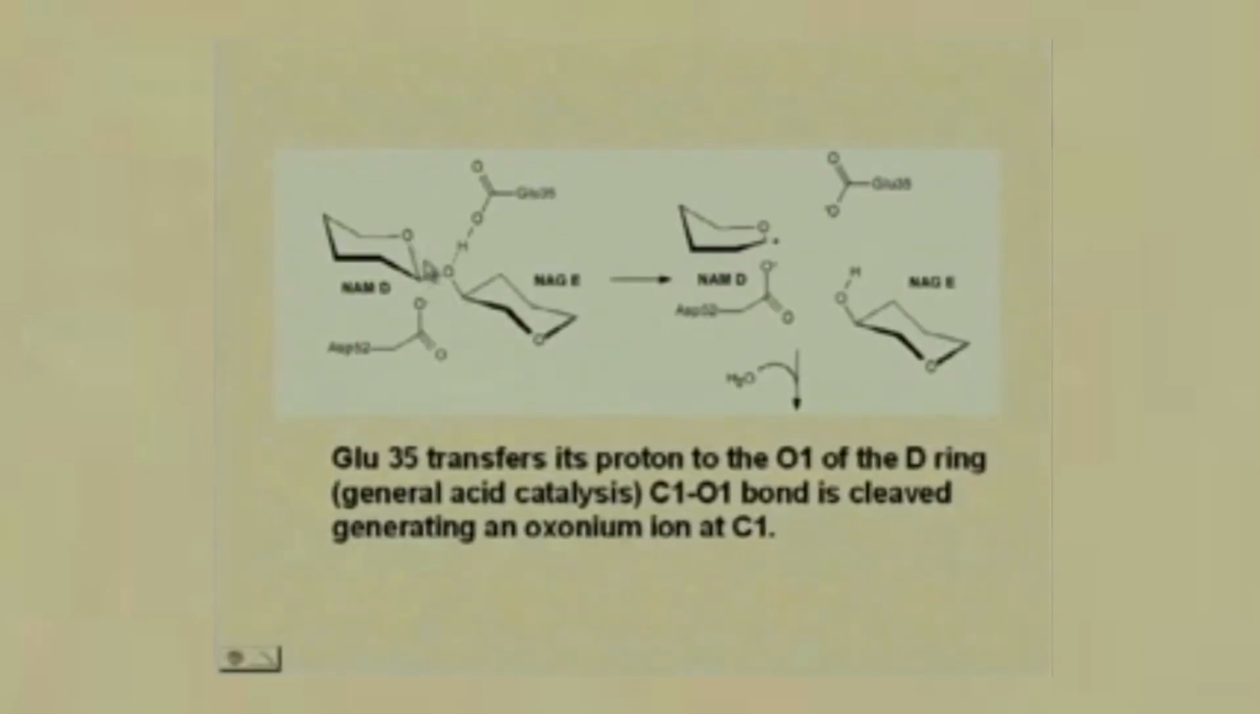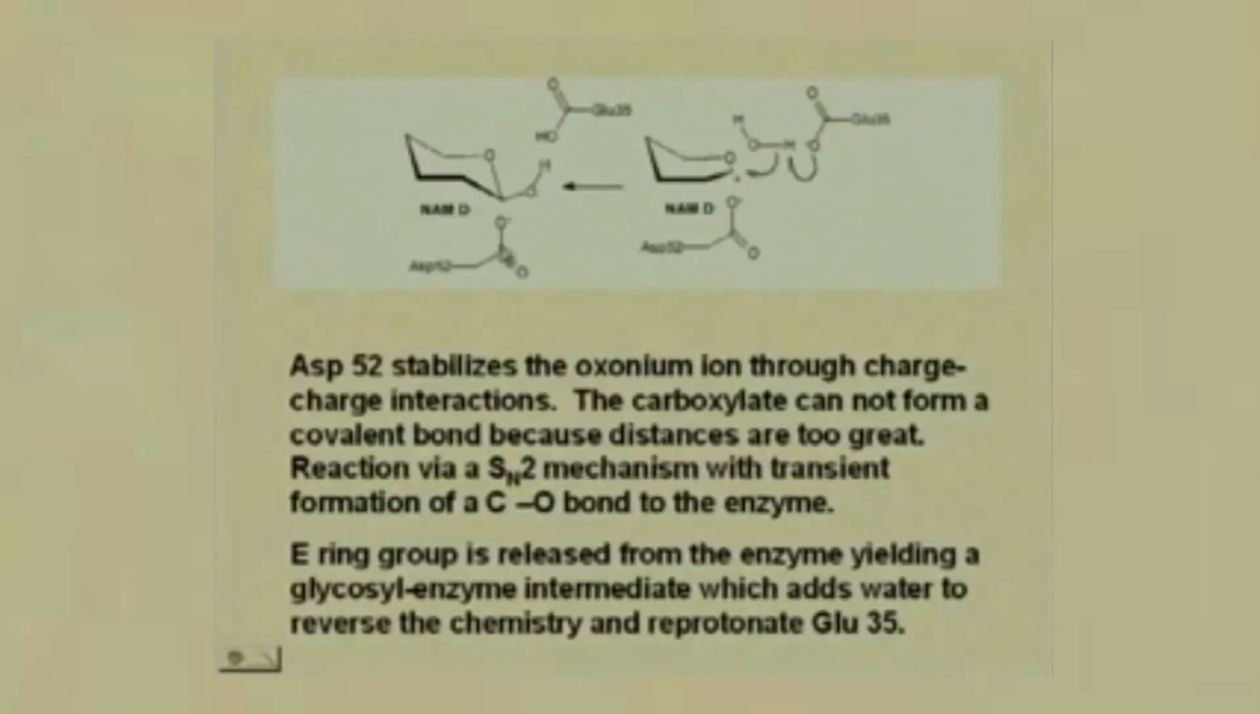Okay, the cleavage is between the NAM, D, C1 and O1. What happens is glutamic acid 35 donates its proton, and in the event it becomes COO minus. What happens is the cleavage of the C1O1 of NAM occurs, and it forms an oxonium ion that, due to the proximity of the aspartic acid 52, is stabilized transiently by charge-charge interactions. Then once we have the stabilized form, it has enough time to get a water molecule in here. Then what happens to this water molecule?